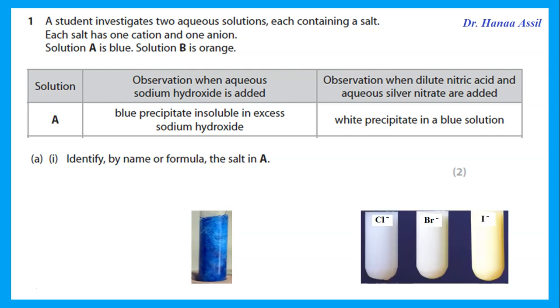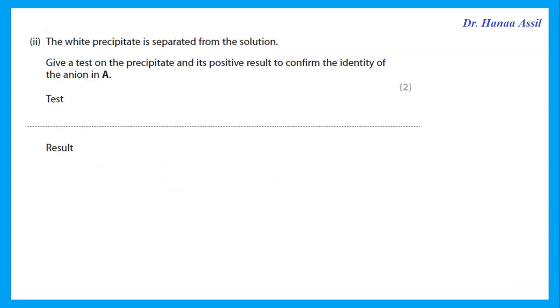Which one gives a white precipitate with silver nitrate? Remember, nitric acid and silver nitrate are tests for chloride, bromide, iodide. The chloride gives white precipitate, so what I have must be copper 2 chloride. Remember that the bromide gives cream and the iodide gives yellow. The white precipitate is separated from the solution. Give a test on the precipitate and its positive result to confirm the identity of the anion.